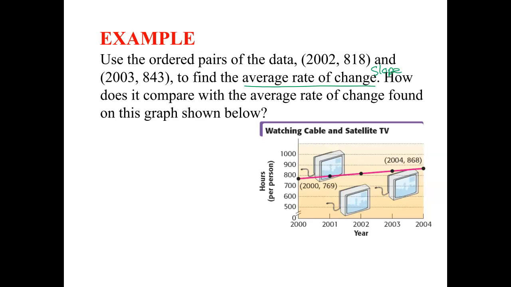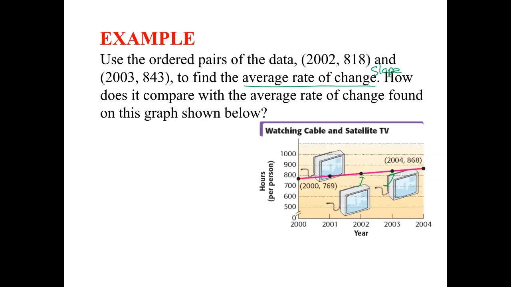So here we have 2 data points. It wants us to find the average rate of change and then compare it to the graph here. The points they give us up here are these 2 points on our graph. So what they're having us do is compare the slope of a small section of the graph as the average rate of change. And it also wants us to find the slope over the entire graph and compare that information.